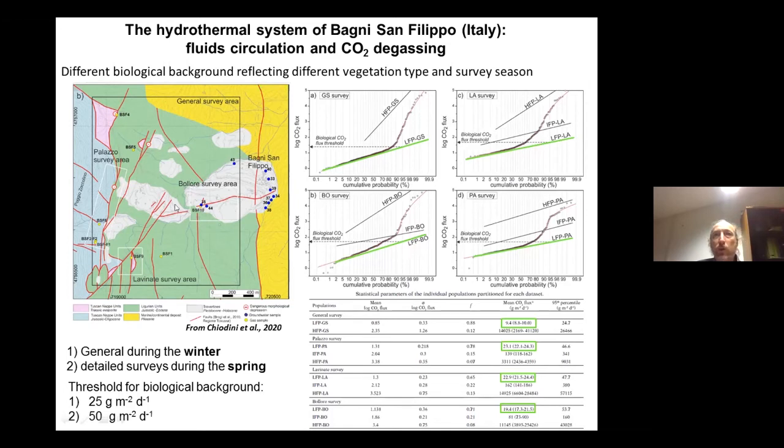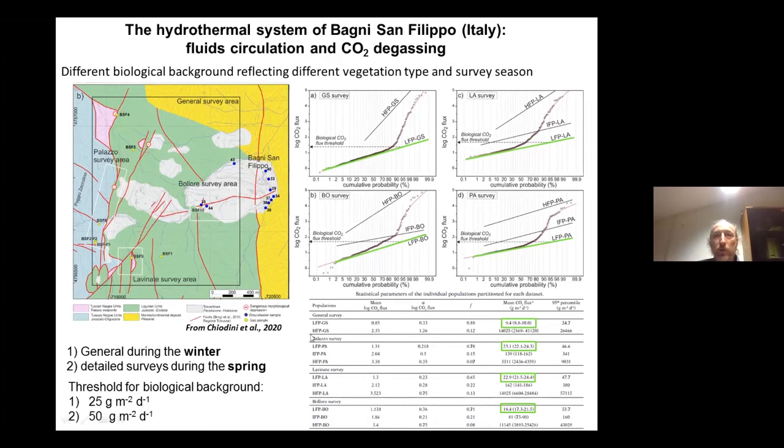What is the difference between these surveys? We will see the spacing of measurement, but in this case, what is important is the season. The general survey was done during the winter, while the detailed surveys were done during the springtime. And you see here, in all the cases, we have the combination of different populations. We have background fluxes and anomalous fluxes.